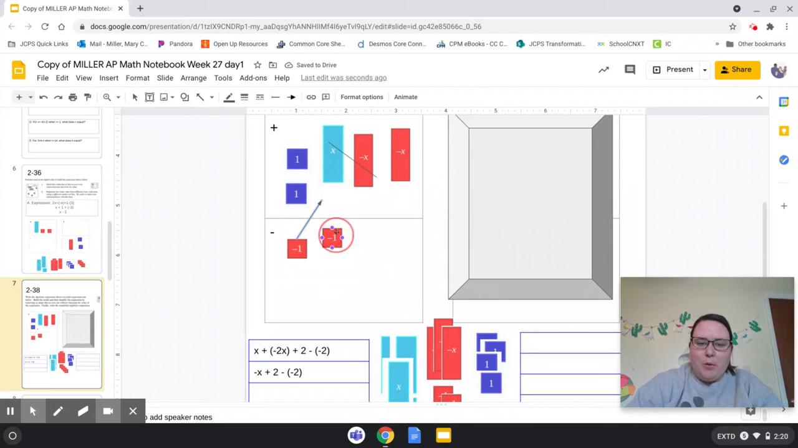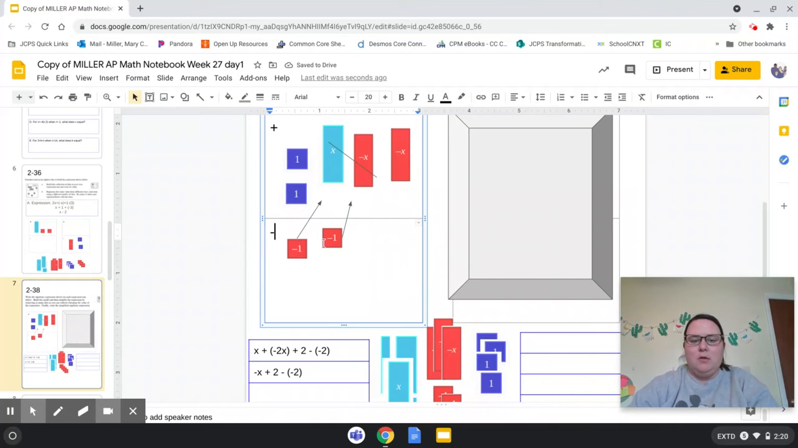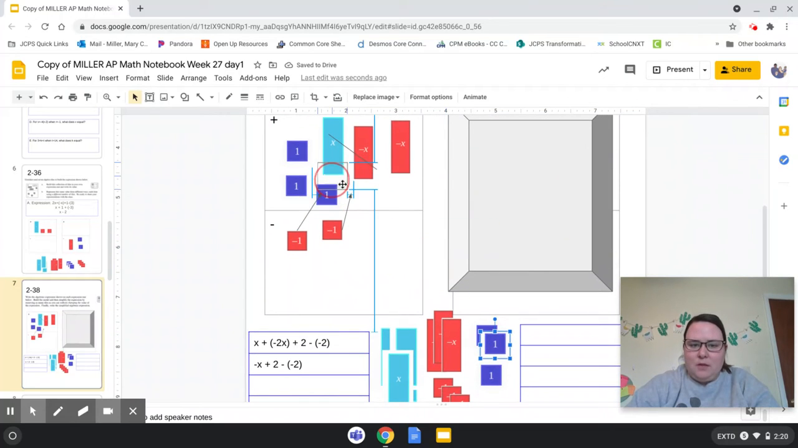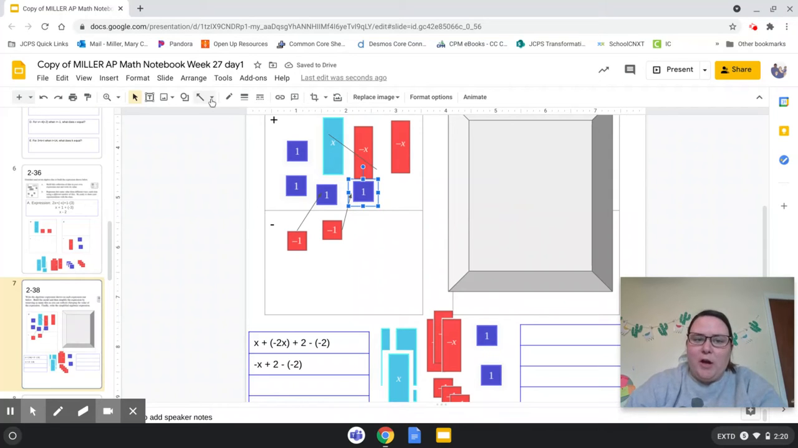Okay, we're flipping both of these that are in that negative section or that opposite section. We're flipping them to the top, which means that they become positive units. Okay, we took the opposite of them. That means they're actually gone, so we also have to cross those out. Make sure you are doing this on your notebook as well.